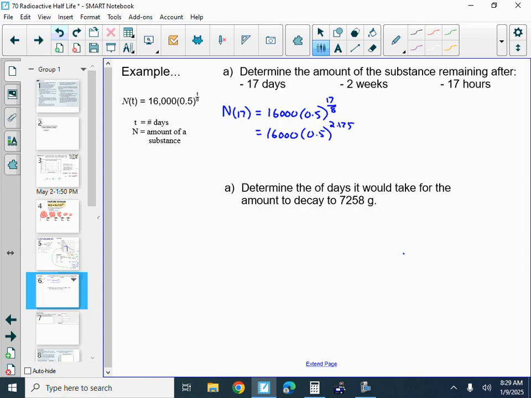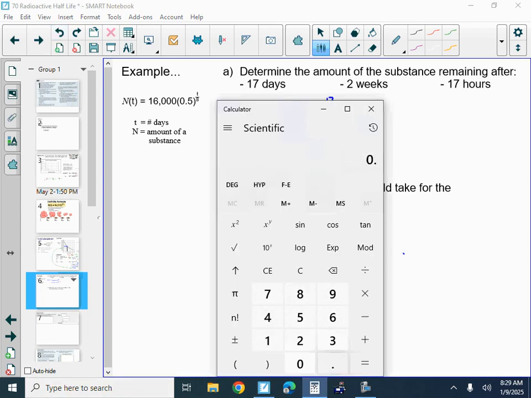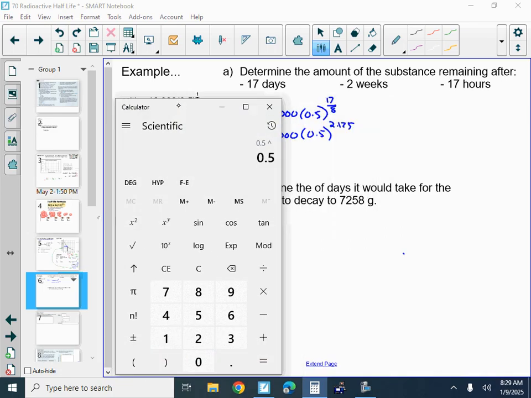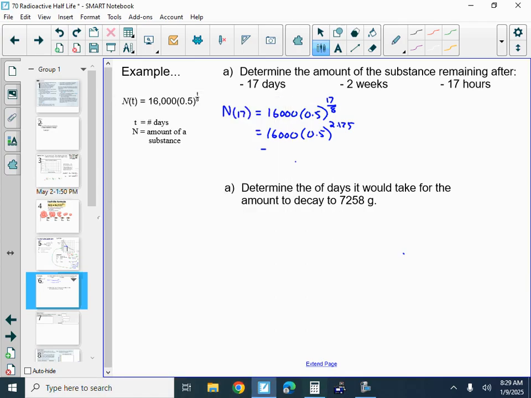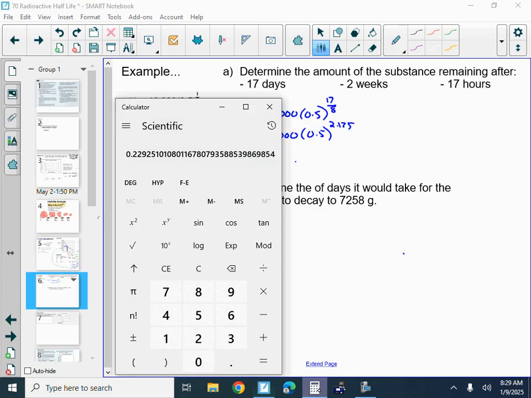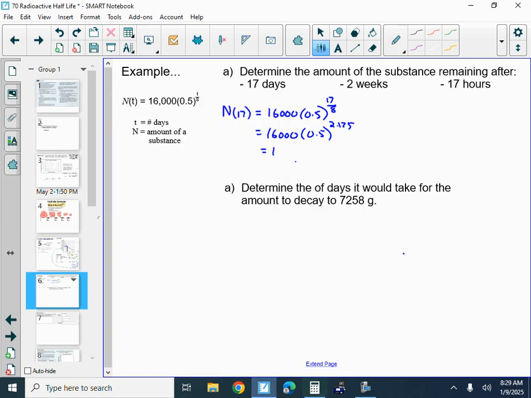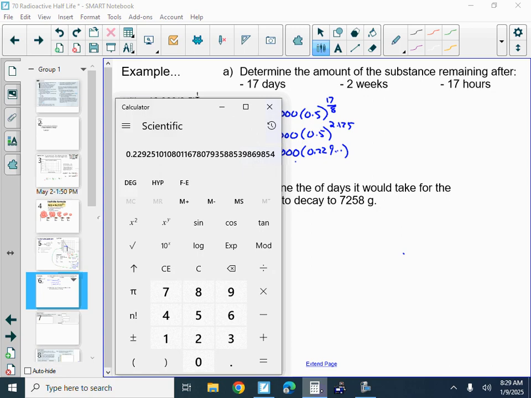0.125. Then we could do the 0.5 to the power of that 2.125. And that's going to give you 0.229 dot dot dot, let's just say. So 0.229, yep, 16,000, 0.229. And keep some decimals there, of course, when I do my calculations. And so I can just multiply by the 16,000.